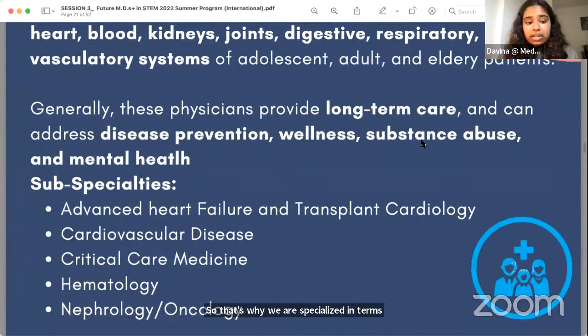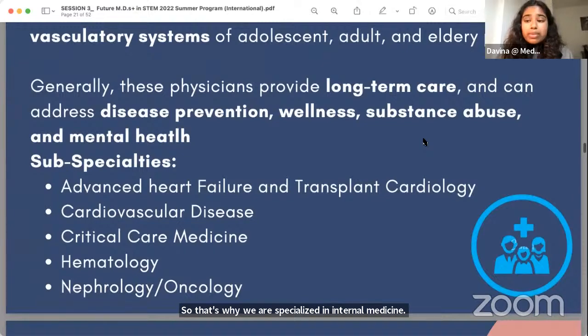So they're providing, again, long-term care. Some subspecialties include maybe advanced heart failure and transplant cardiology, cardiovascular disease, critical care medicine, hematology, nephrology or oncology, etc.